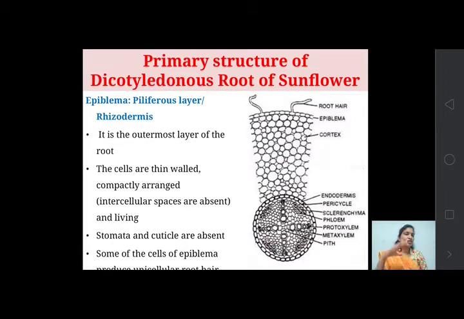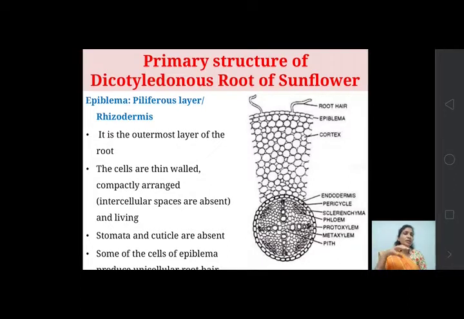The primary structure of the dicotyledonous root. Here we take a plant of sunflower. When we see the internal root structure, when we take the transverse section of the root, it looks like what is seen in the figure. So the first or outermost part is known as the epidermal part, but in the case of root it is known as the epiblema, or you can say the piliferous layer or the rhizodermis.